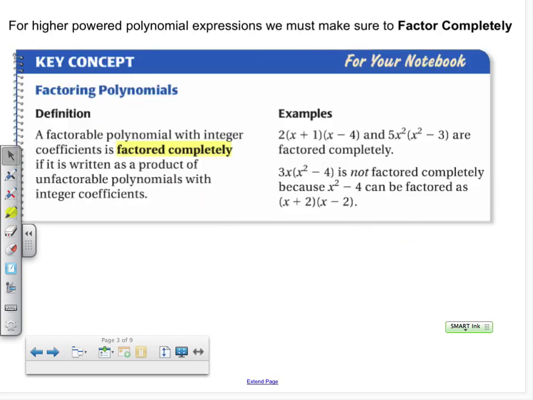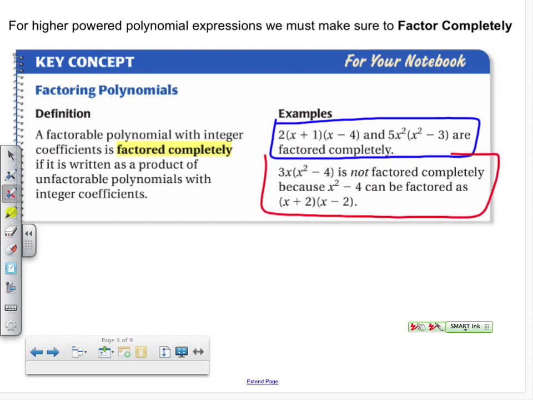What does it mean to factor completely? Well, you can read this and you can see that factoring completely means after you've factored, you look and see, can you factor more? For example, this one is considered factored completely because you cannot break it into more groups using whole numbers. This second one is not considered factored completely because you take one of the factors, it can be broken down further.